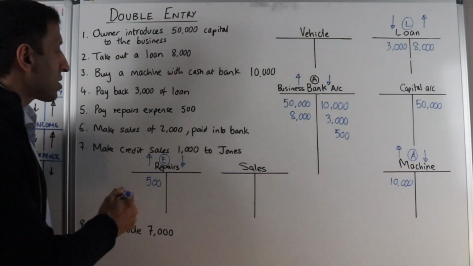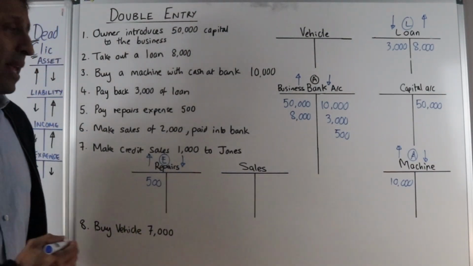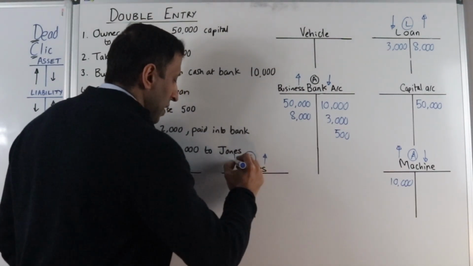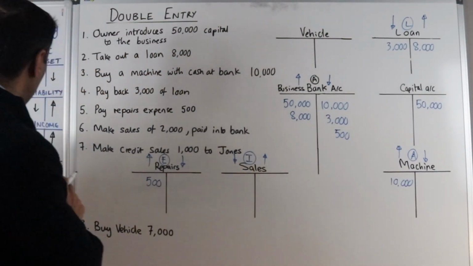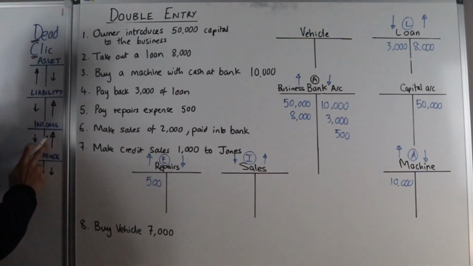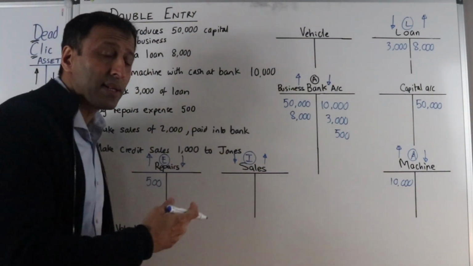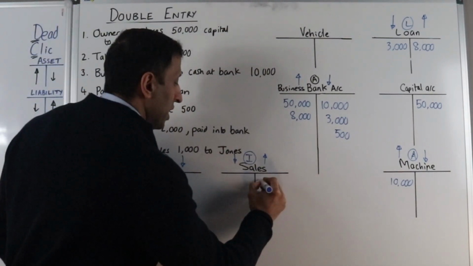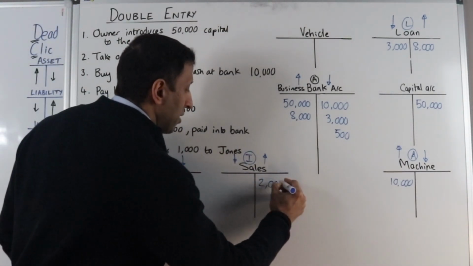Okay, we make sales of 2,000. Sales is an income. Every time we make a sale, we add value to the business. And incomes work like this. If you check back to here, incomes increase on the credit side or the right hand side. So now we are making a sale, we've increased our sales, we've increased our income. We're going to put a figure on the increased income side of 2,000.